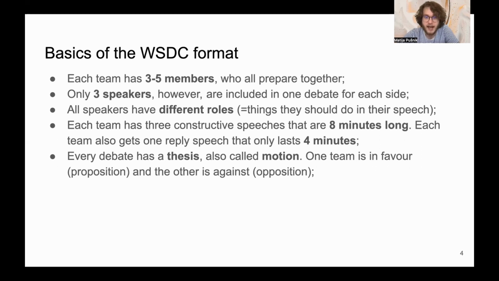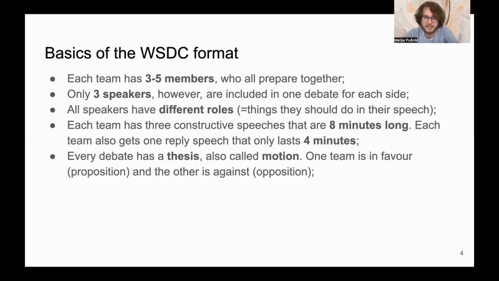All speakers have different roles. So in terms of form, there are different things they should be doing in their speech. Each team has 3 constructive speeches that are 8 minutes long. And each team also gets 1 reply speech, and that is 4 minutes long.